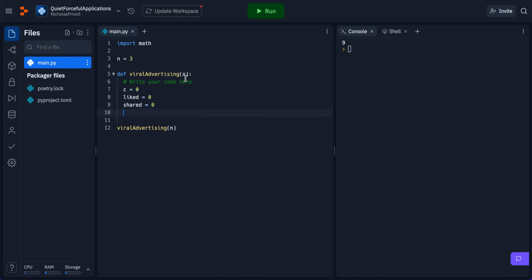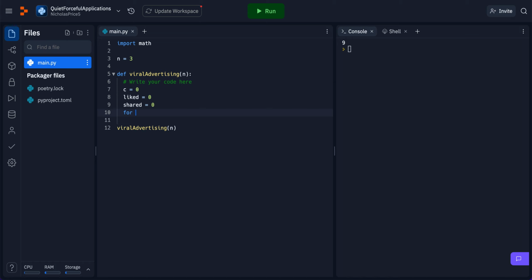And of course, we are provided a day, and we will want to evaluate a range for the day itself. Each day that goes by, we'll want to do that math. We'll want to divide shared by 2 to see how many people actually liked it. Then we'll take that liked number and multiply by 3 to find the new shared number. And we'll want to add to our cumulative likes as that is going along.